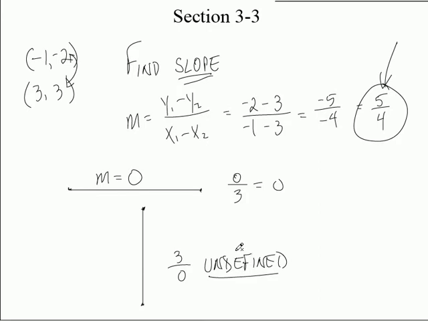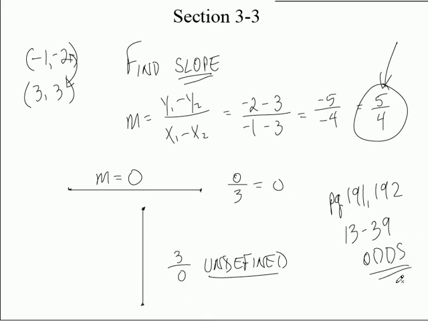That's undefined. Let me give you a few little problems to work on. We took a little longer answering those questions at the beginning of class, but I think you should still be able to do most of these. It's 3-3. It's page 191, 192. And we're doing 13 to 39, just the odds. Everybody hear that? Okay, 13 to 39, just the odds.